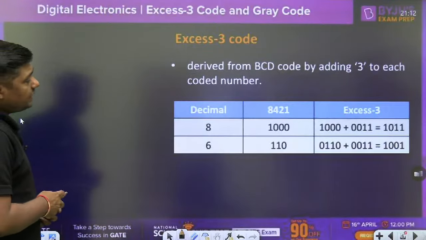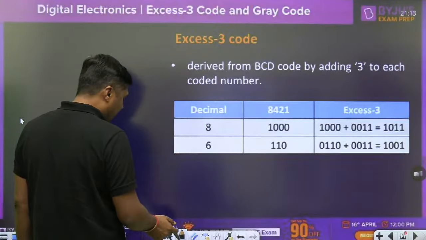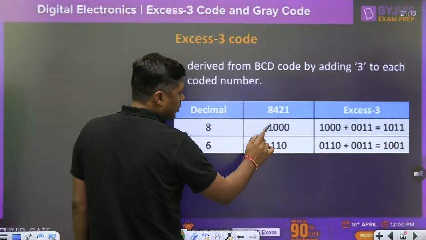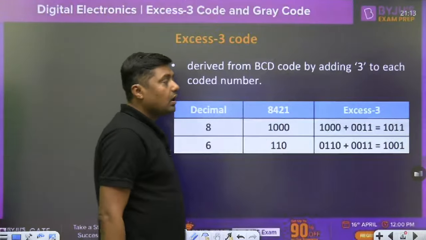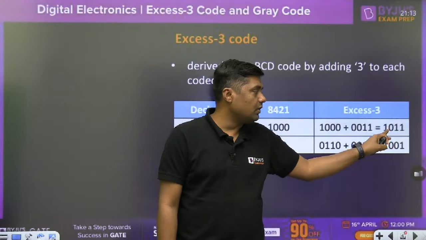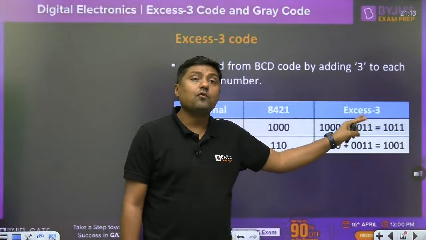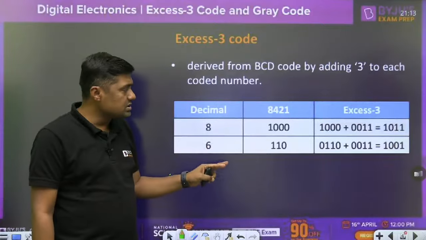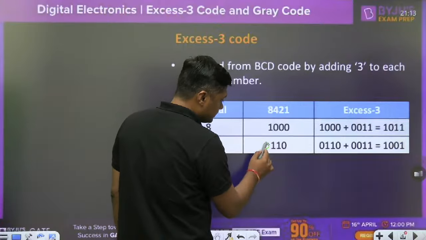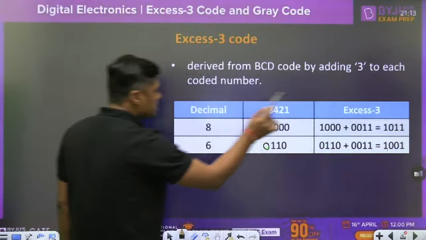For example, take 8. What is 8 in binary coded decimal? 8 is written in 8421 as 1000. Now add 3. When we add 3, 8 plus 3 is 11, which is 1011, but it will represent 8 here. So this is the Excess-3 code for 8. Similarly, 6. What is 6? 0110, that is 6. When we add 3, the code will become 9. The 9 is the Excess-3 code for 6.